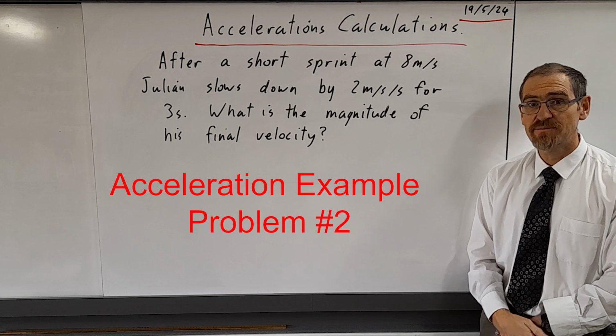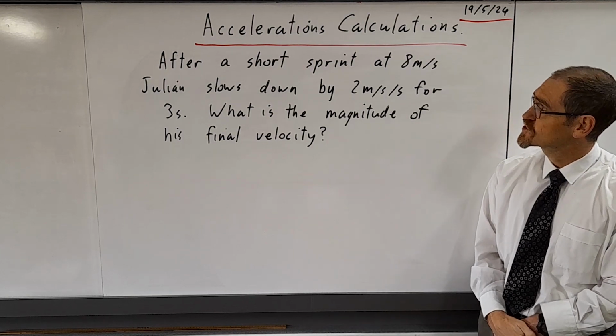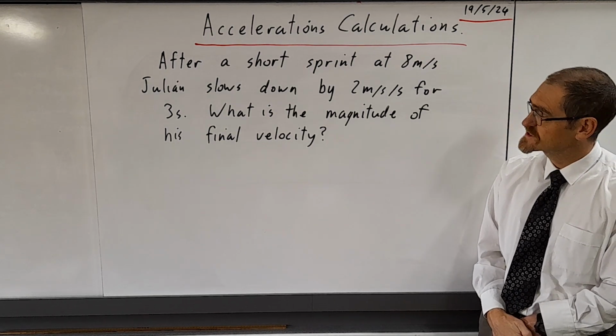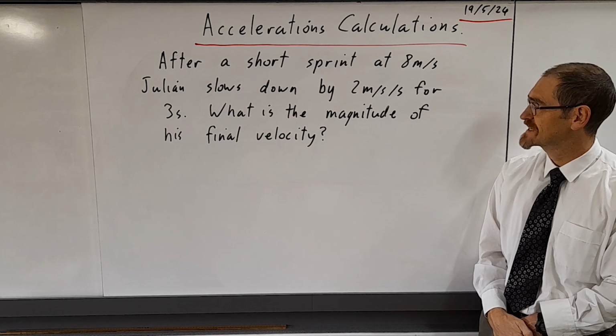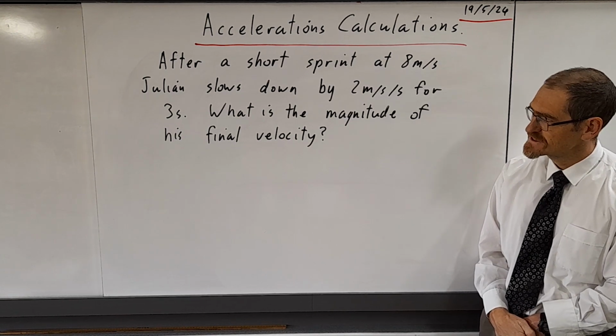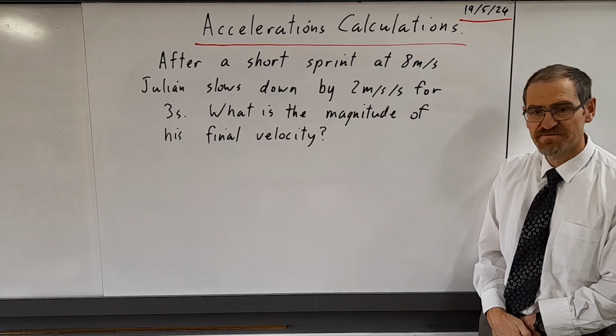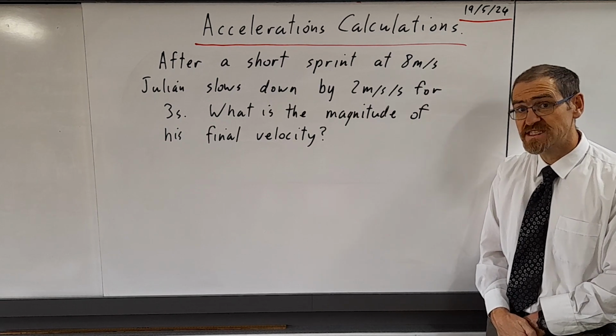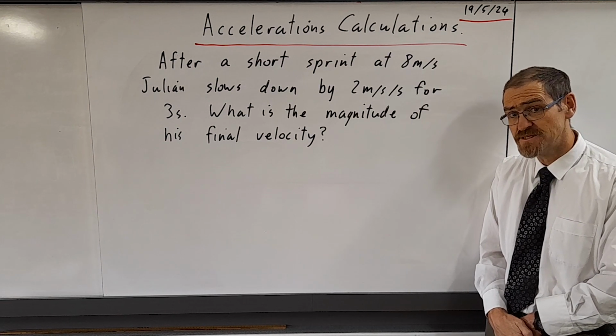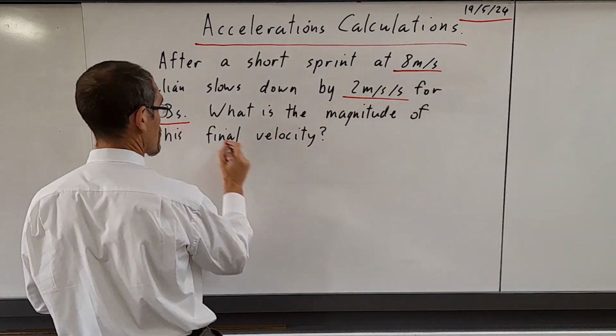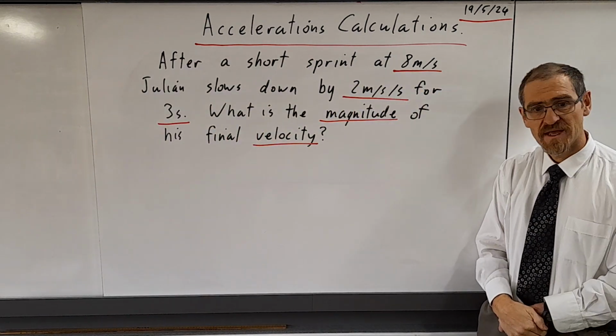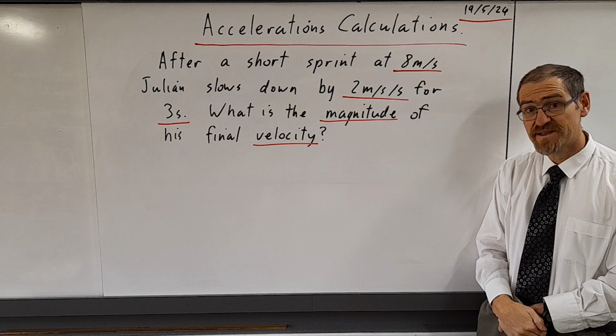Acceleration calculation, example number 2. After a short sprint at 8 meters per second, Julian slows down by 2 meters per second for 3 seconds. What is the magnitude of his final velocity? So by convention, we like to underline the important information. Then we like to list our givens.